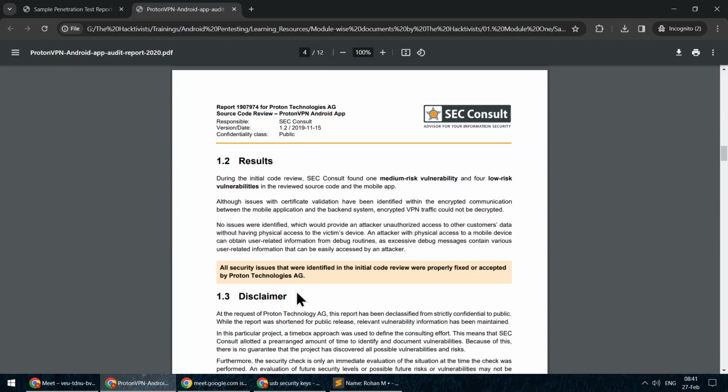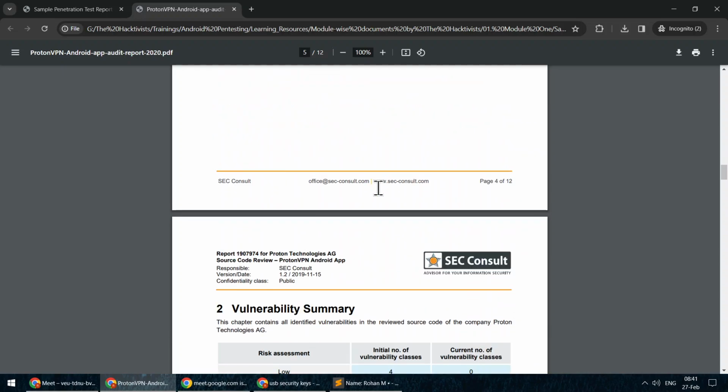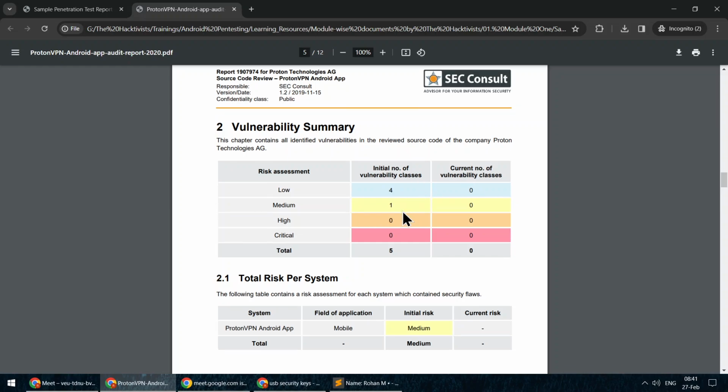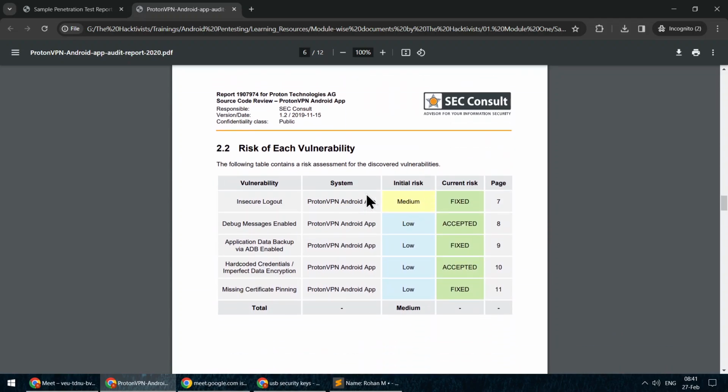Here, these are the results. All of the security issues that were identified in the initial code review were properly fixed and accepted by Proton Technologies AG. So here we have found one medium risk vulnerability and four low risk vulnerabilities in the reviewed source code and the mobile app. This is the vulnerability summary. Four low level security issues, initially they were found, now they have been fixed. One medium level security issue. Here, these are all of the 5 security issues that were reported.